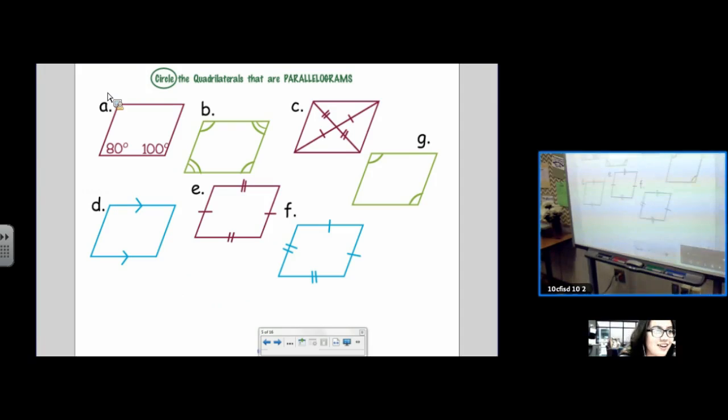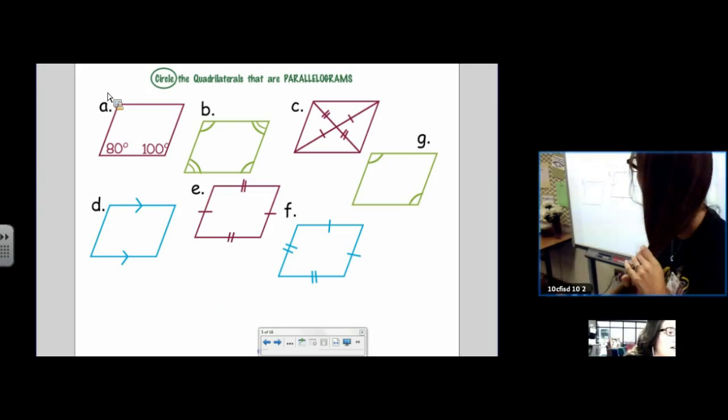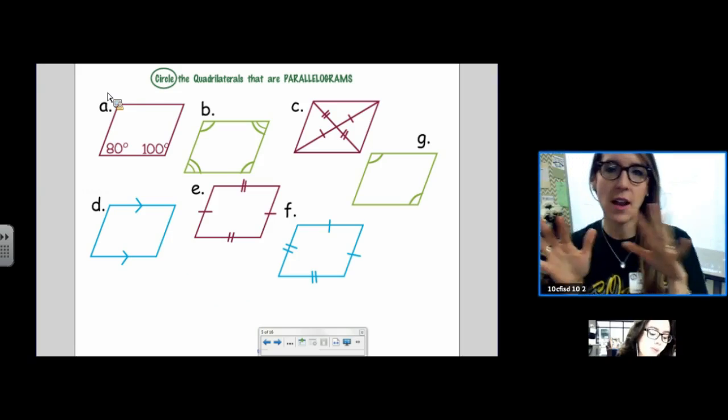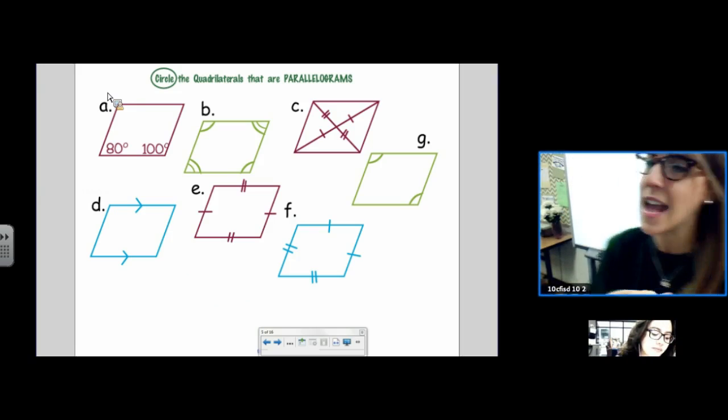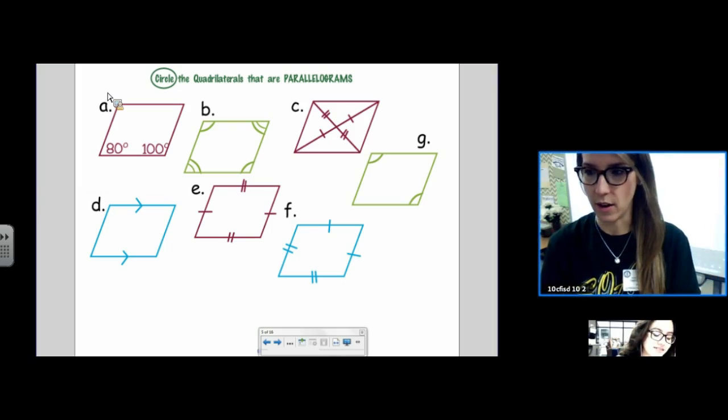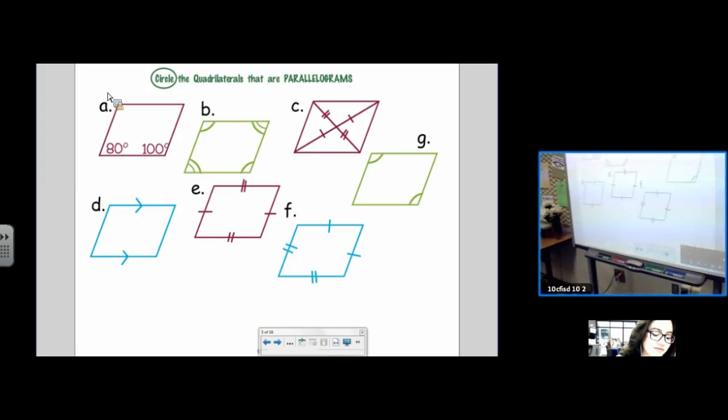I know what your quiz is over today, a little bit. Circle the quadrilaterals that are parallelograms. So on your quiz, you'll be solving for missing angles and missing sides, but you'll also have to say, do we have enough information to say that this is a parallelogram? So let's look at the ones that were given. Look at A. Do we have enough information to say that it is a parallelogram?